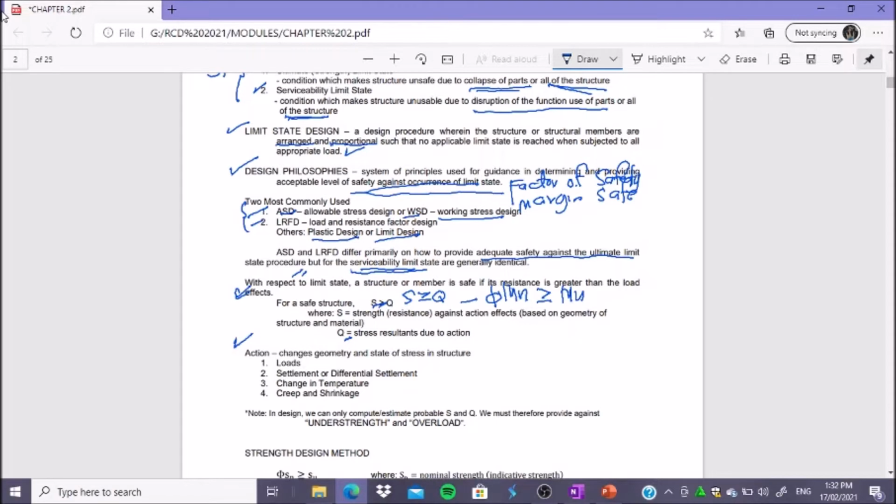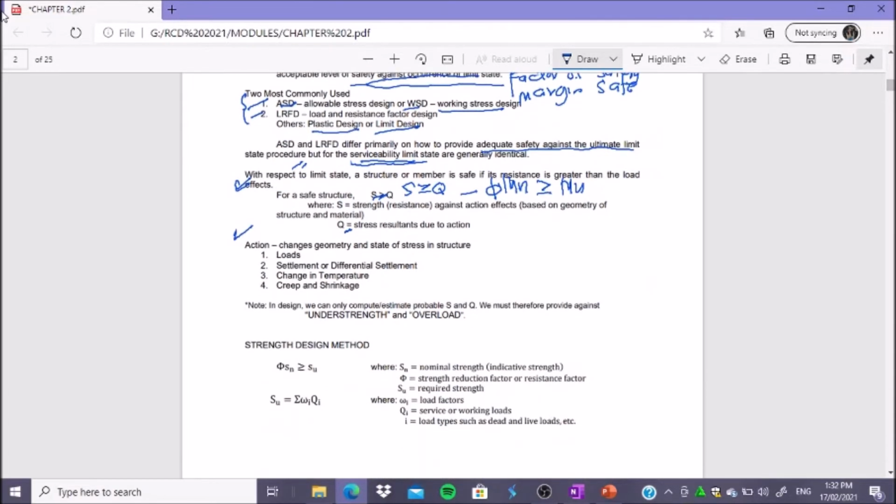And so, ano ba yung actions na nagiging base nito, Mu na ito? So, we have, of course, change in geometry and state of stress in structure. That is the definition of action. And these are the causes. We have loads, settlement or differential settlement, change in temperature, creep, and shrinkage. So I have already discussed regarding creep and shrinkage. So I repeat, creep is due to sustained load, and shrinkage is due to loss of absorbed water.